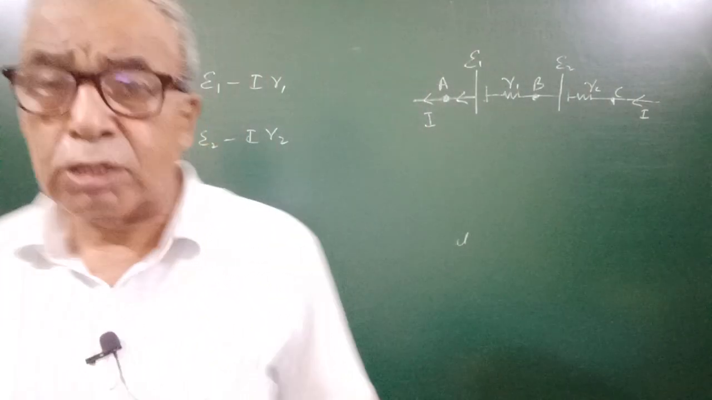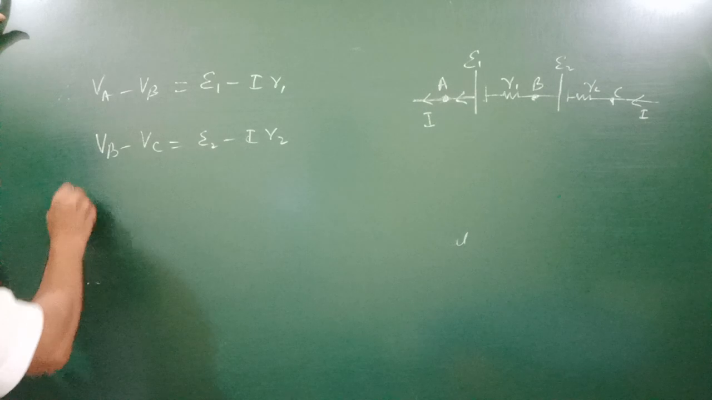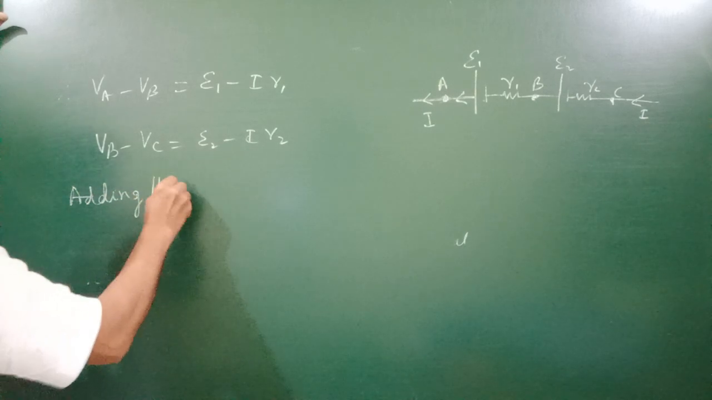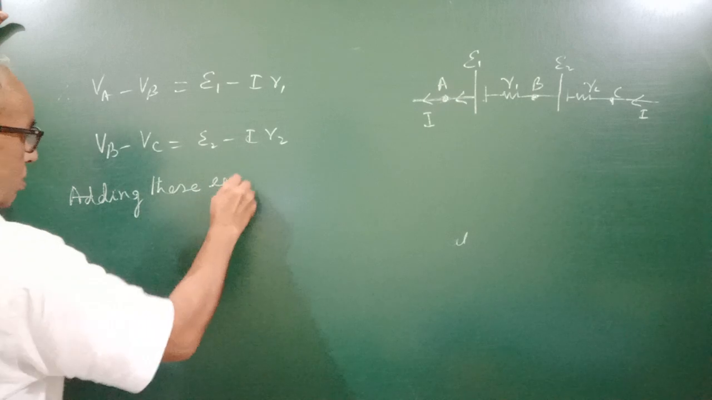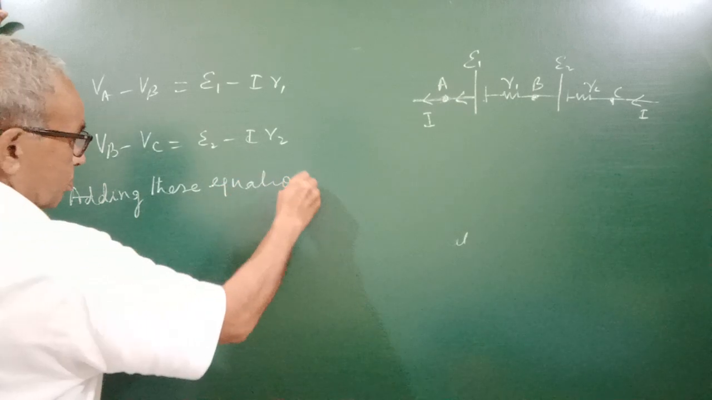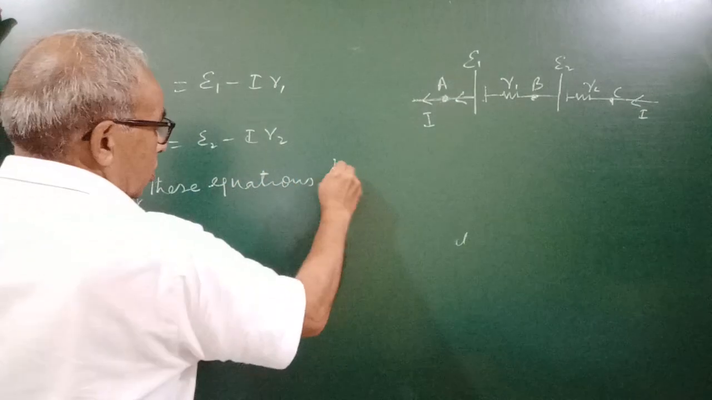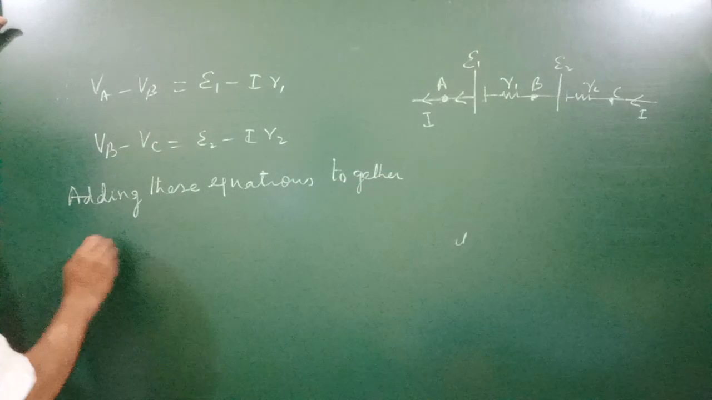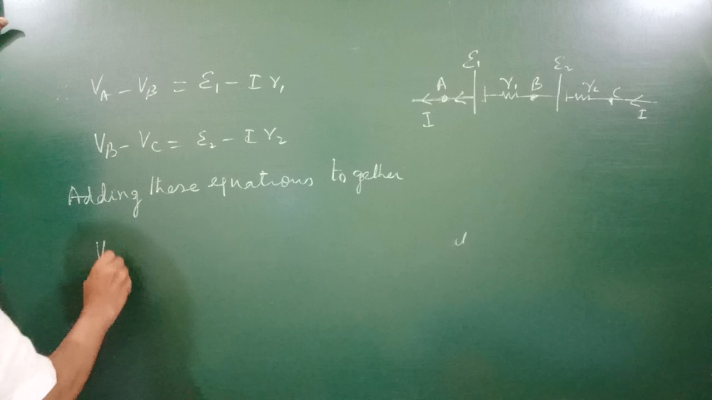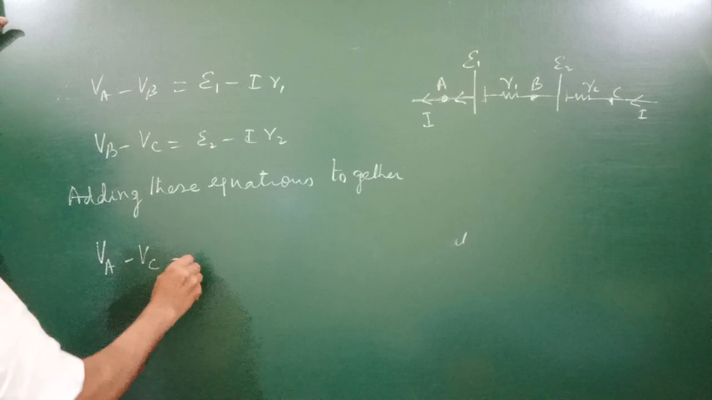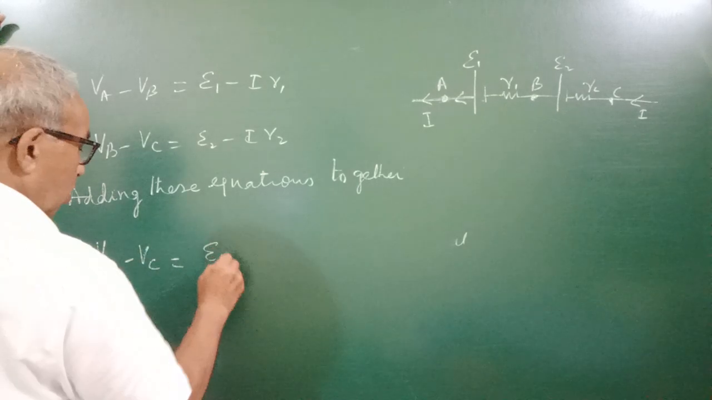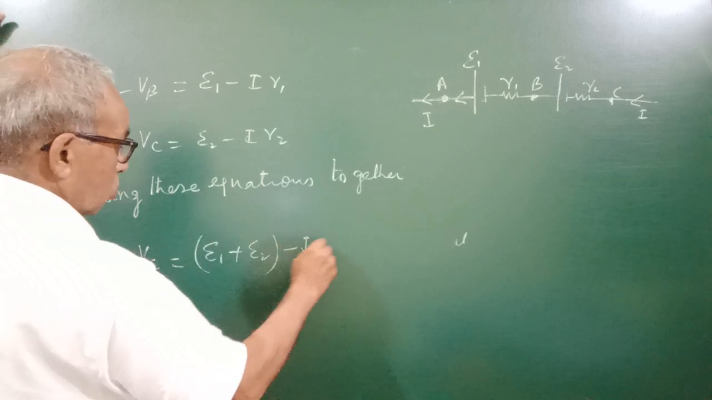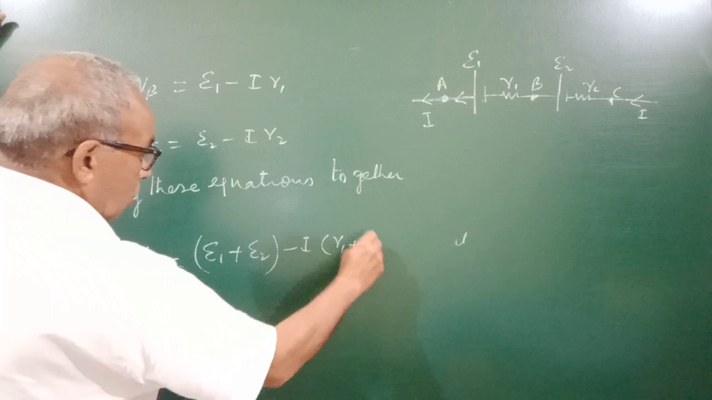Adding these two equations together, we get VA minus VC equals E1 plus E2 minus I into (R1 plus R2).